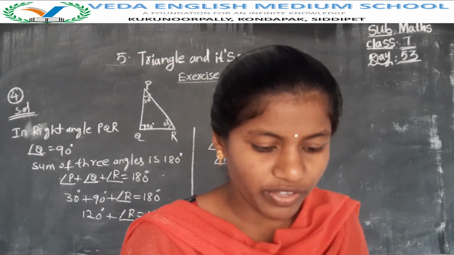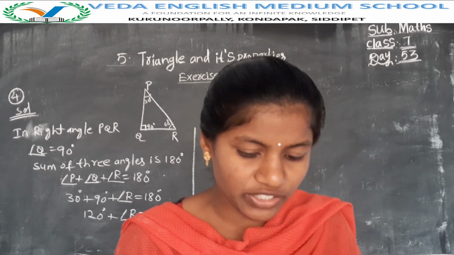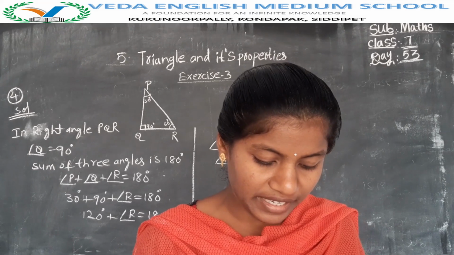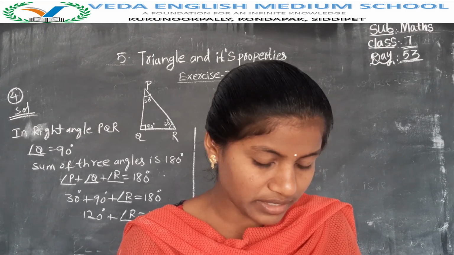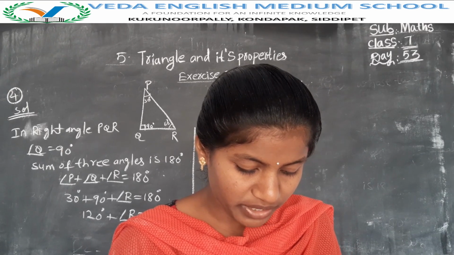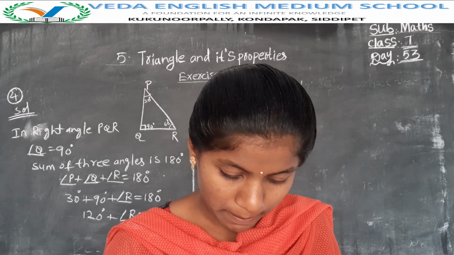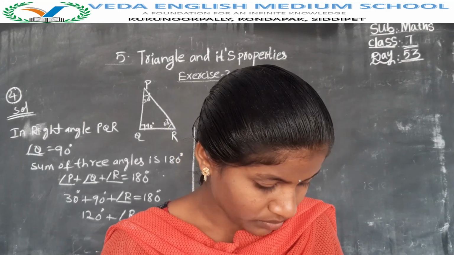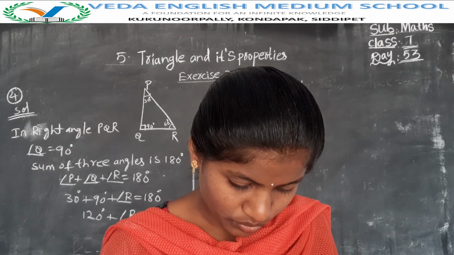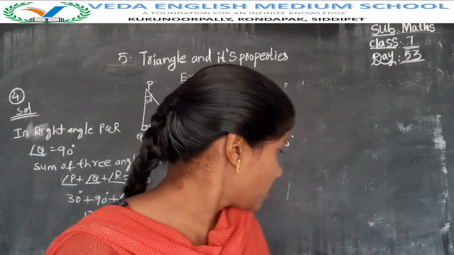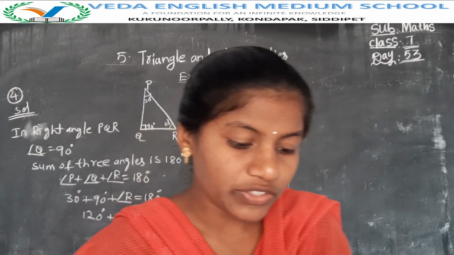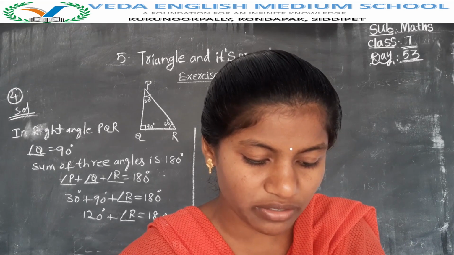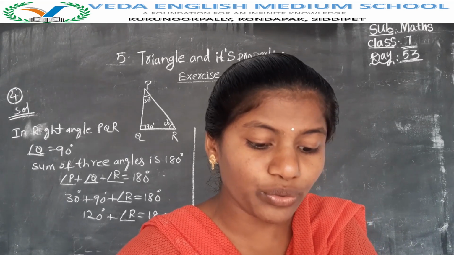Next, what we have here? State true or false for the following statements. Now, based on the question, we have to say either the statement is true or false. Exercise 3, fifth bit. Next, state true or false for each of the following statements. Now I will say and you write the answers. A triangle can have two right angles.